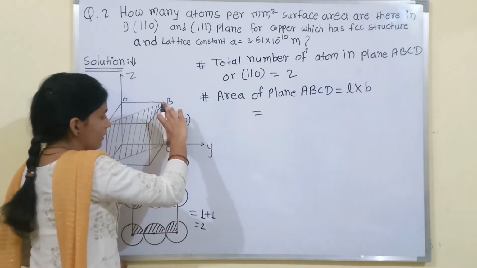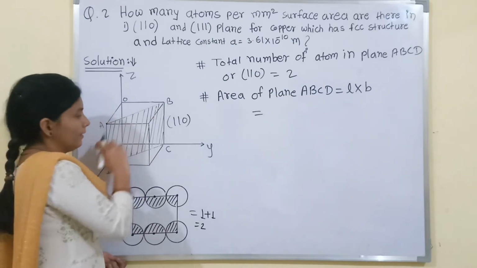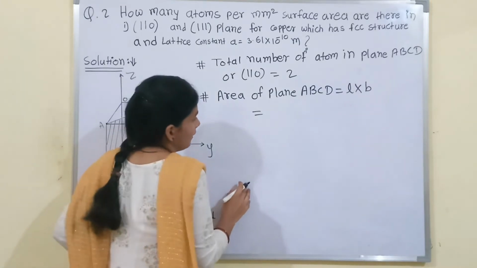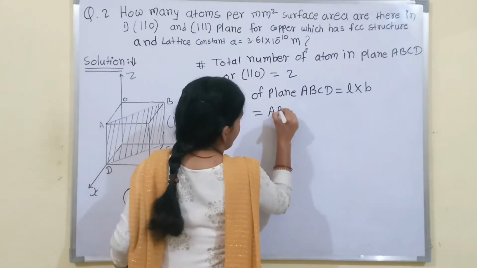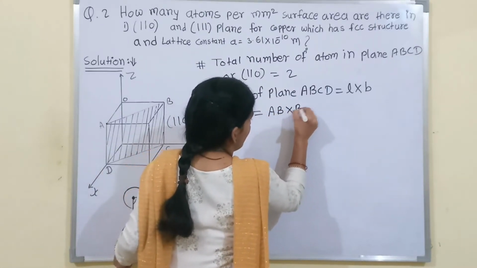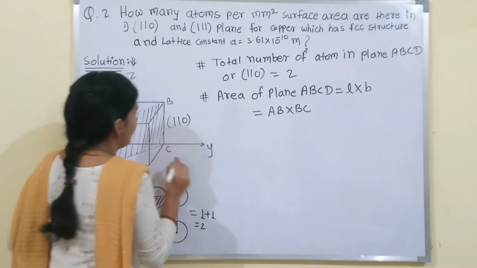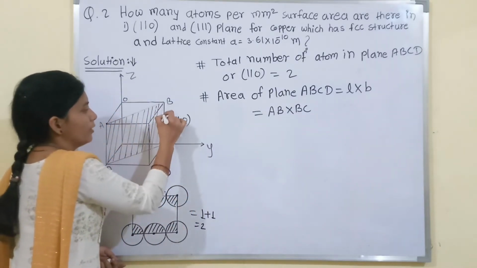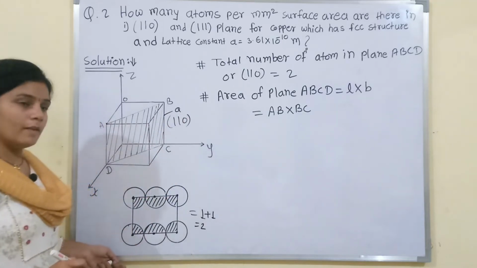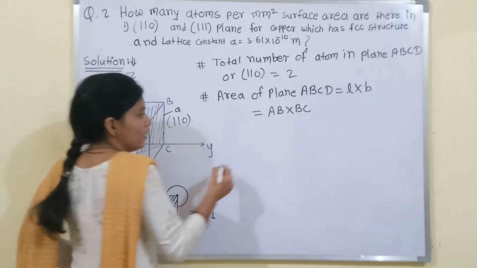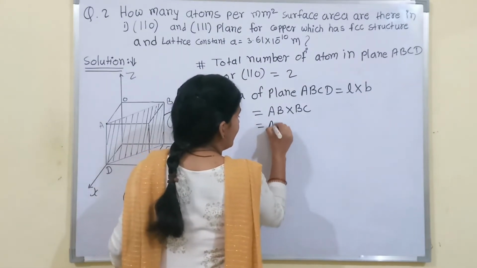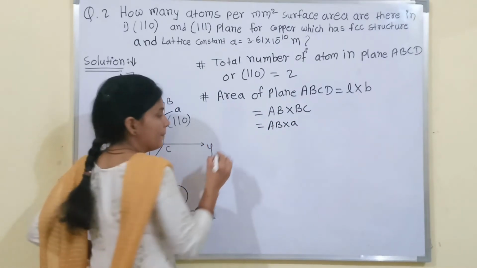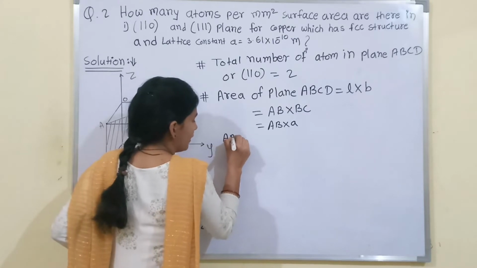Here we can see BC is the length of that rectangle, or AB is the length of that rectangle. So we can simply write AB into BC, but we can see here BC is the edge of this unit cell. So we can simply write AB into A. But what is AB? We have to calculate AB.